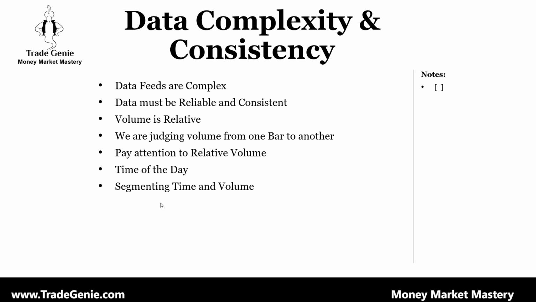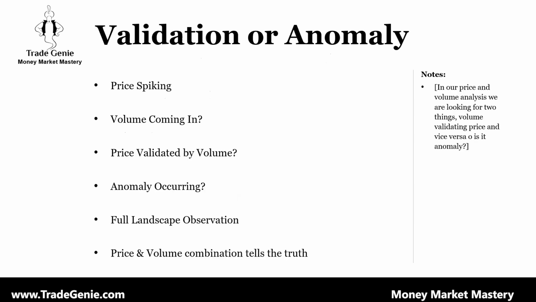So pay attention to the time of the day and segment the time and volume. As I explained to you, segment the time and volume: what time of the day it is, what kind of volume it is, what history it has. Do that, and then look for the validation or anomaly. This is where the matching and mismatching I explained to you comes in. Look for the price spiking, volume coming in, price validated by volume, or an anomaly occurring. Pay attention to all the validation and anomaly. If the price is moving up, the volume should be moving up too.